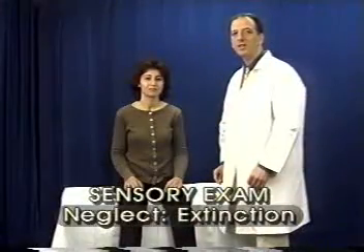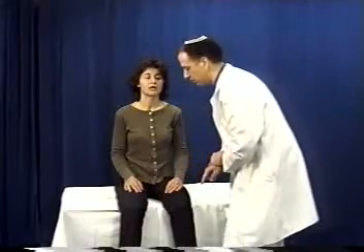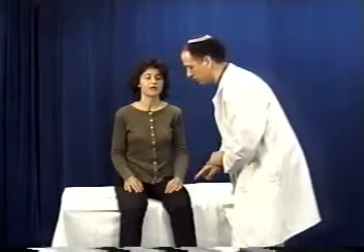To test for tactile extinction, test individual body parts on the opposite sides of the body and simultaneously. To make the test more sensitive, test different body parts such as the face and the hands at the same time. Please close your eyes and tell me where I'm touching you. Right hand. Both hands. Left hand. Left hand. Both hands.